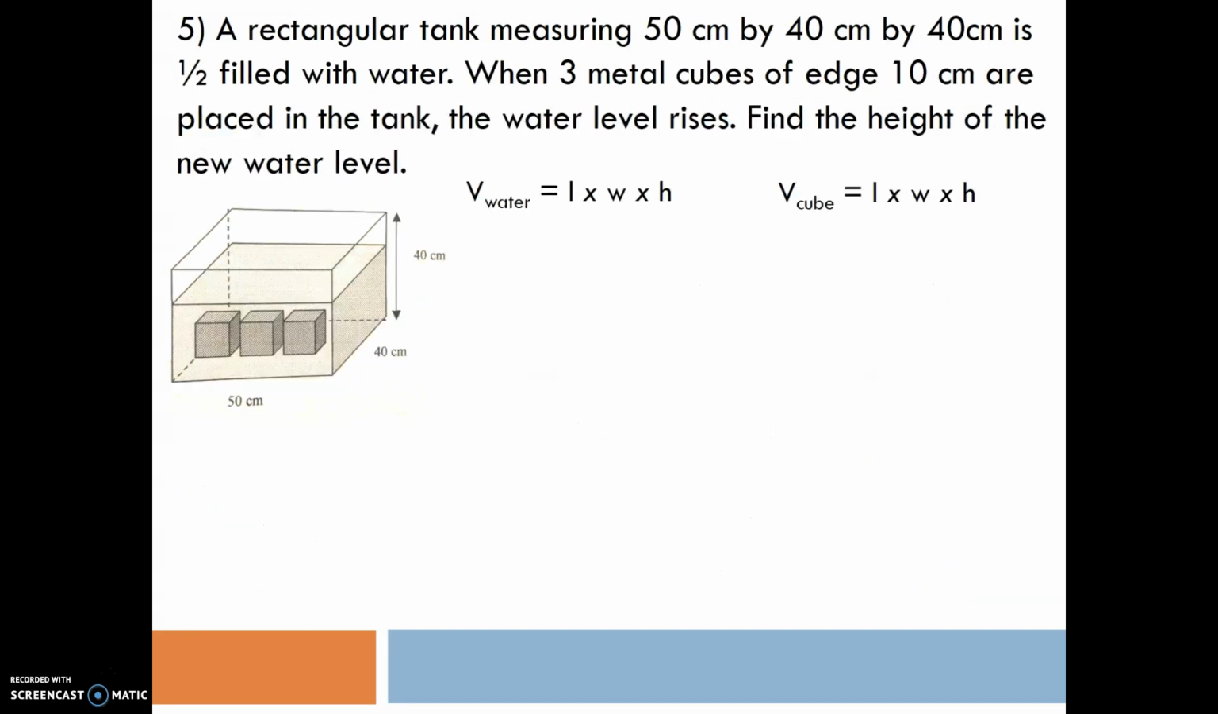Okay. We have a rectangular tank measuring 50 centimeters by 40 by 40, and it is half filled with water. When 3 metal cubes of edge 10 centimeters are placed in the tank, the water level rises.